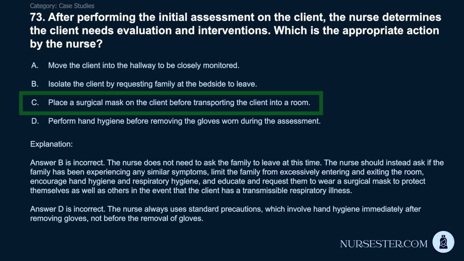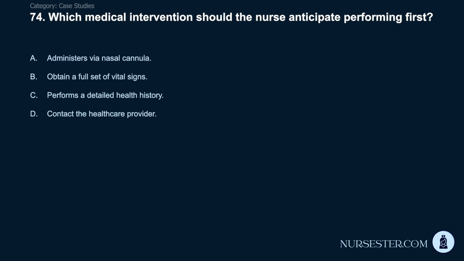The nurse does not need to ask the family to leave at this time. The nurse should instead ask if the family has been experiencing any similar symptoms, limit the family from excessively entering and exiting the room, encourage hand hygiene and respiratory hygiene, and educate and request them to wear a surgical mask to protect themselves as well as others in the event that the client has a transmissible respiratory illness. Answer D is incorrect. The nurse always uses standard precautions, which involve hand hygiene immediately after removing gloves, not before the removal of gloves.